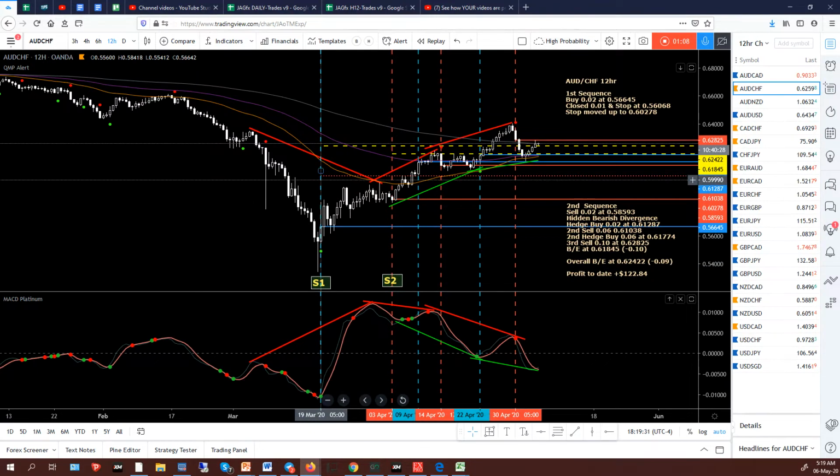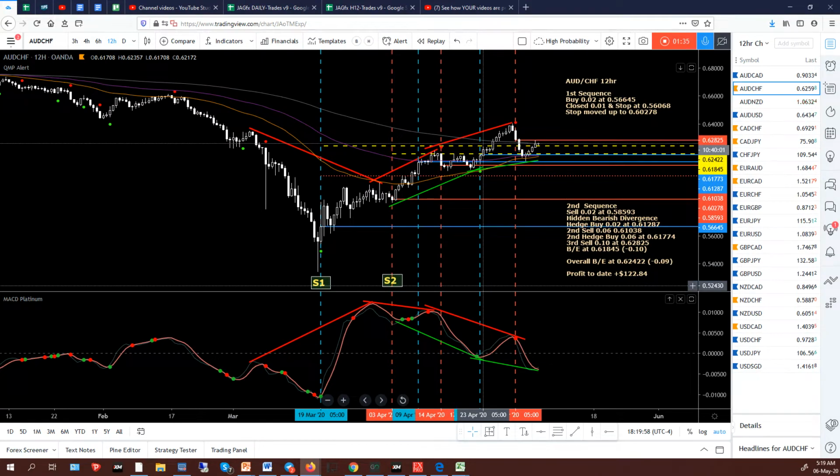Buy trades are the blue lines. Blue vertical dash, solid blue horizontal, sells are red. Green trend lines, bullish divergence. Red trend lines, bearish divergence. If you see a blue trend line, it's just something that interests me. You see yellow lines, overall break even, and they're mentioned here, overall break even or break evens. So we'll go through what's happened.